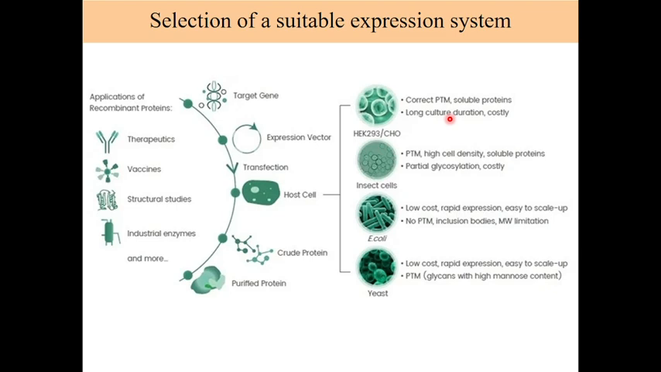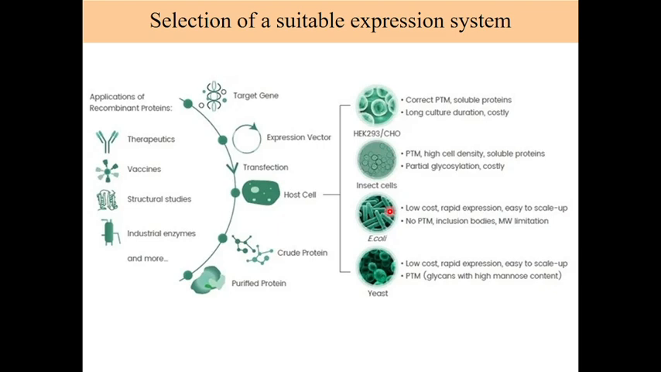Again, you can go for high density culture and post-translational modification is possible. But then again, only partial glycosylation happens. E. coli, the ones that we use in our lab, is low cost and easy to scale up, right? Rapid expression, but you cannot go for post-translational modification.